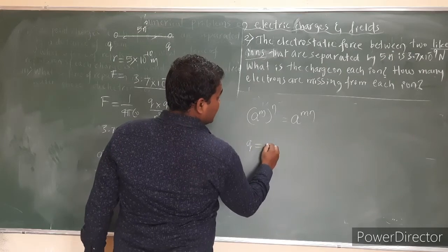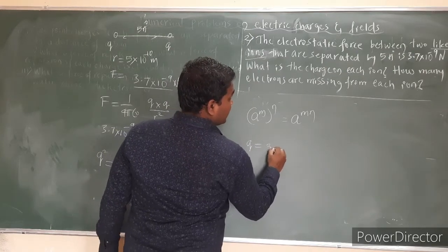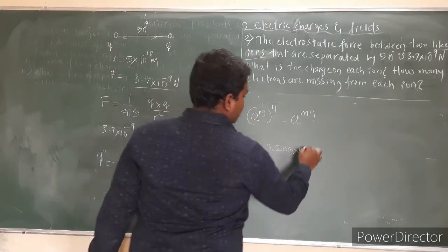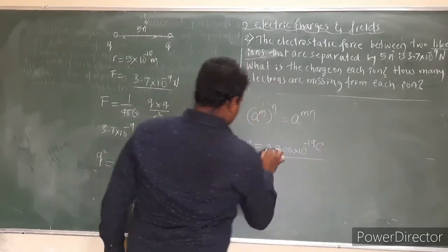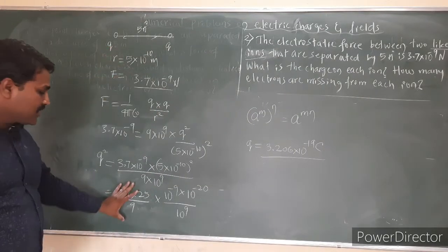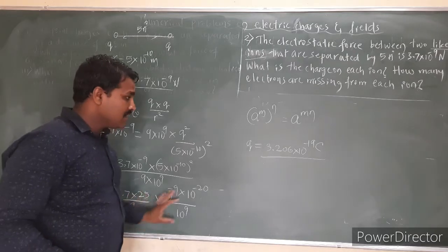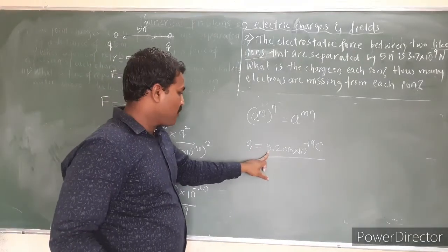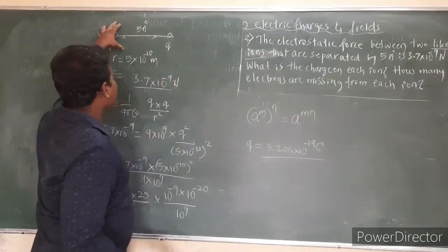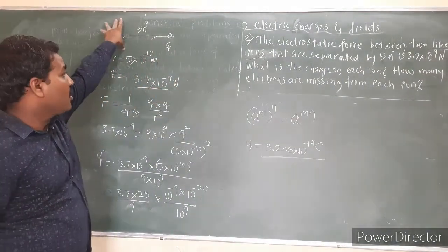This q comes out to be around 3.206 × 10^-19 coulombs. This is the value of charge present on each ion. After simplifying the numerical values, I get q equal to 3.206 × 10^-19 coulomb. That is the charge present on each ion.